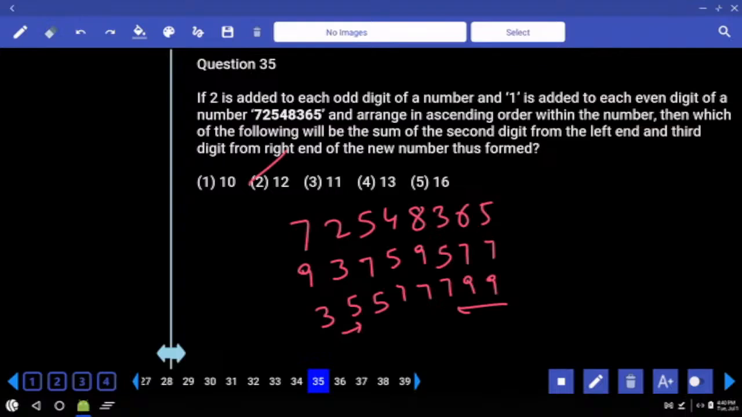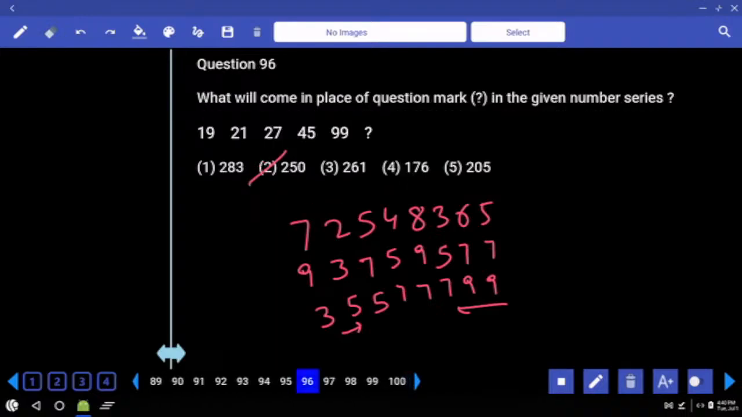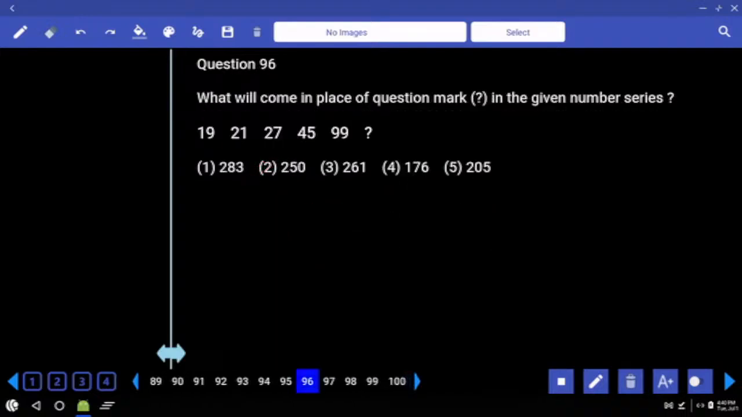Now this is paper number 24. My next one, number series, question numbers 96 to 100. Now in question number 96, here 19, 21, 27. 19, 21, the difference is 2. Now 6 and 27 and 45, the difference is 18. And next one 54.